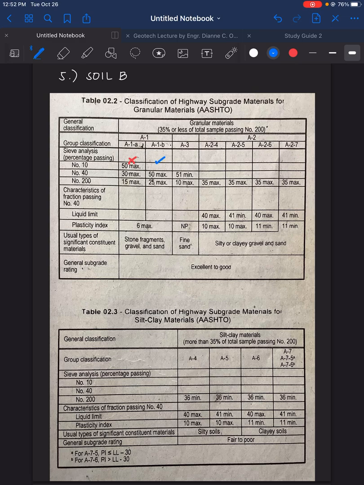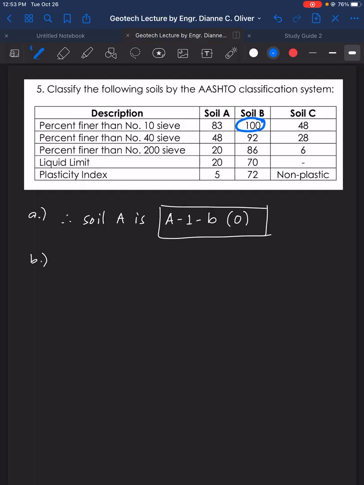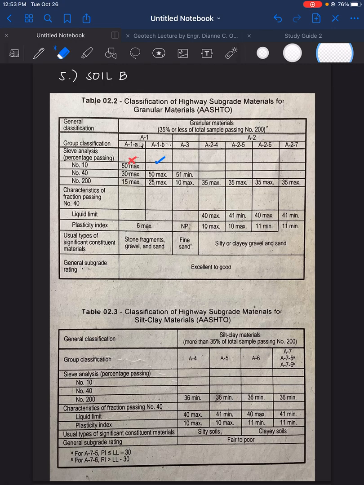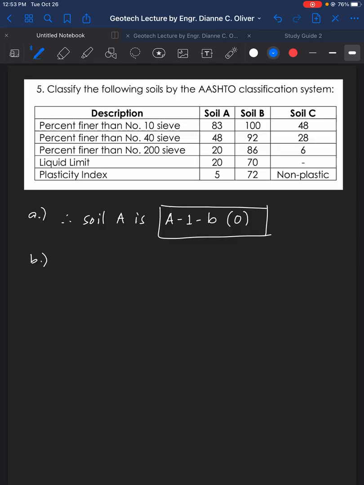Okay, and then let's go to the sieve number 40. Sieve number 40 has 92% passing. So 50% max is not satisfied. We have 51 minimum, A-3. Let's go to number 200. What's with number 200? We have here 86% passing.